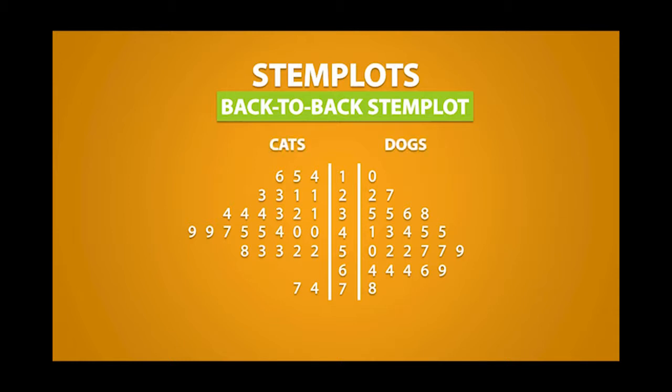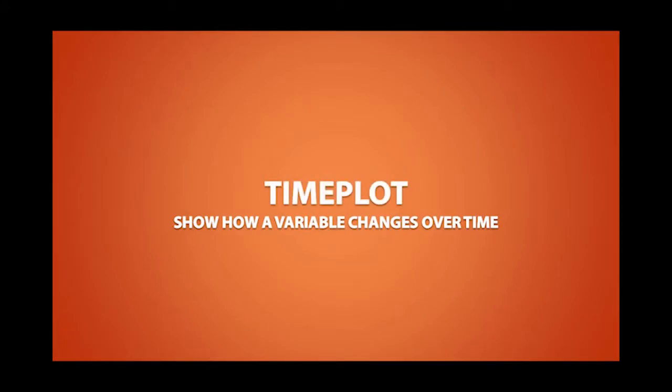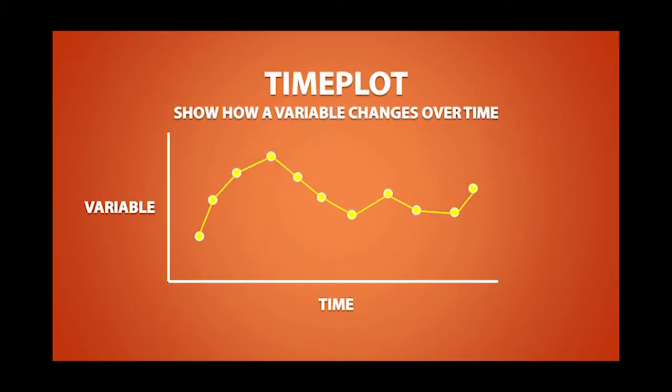Another way to display quantitative data is by using a time plot. Time plots show how a variable changes over time. By convention, time is always plotted on the x-axis, and the values of a variable are always plotted on the y-axis.